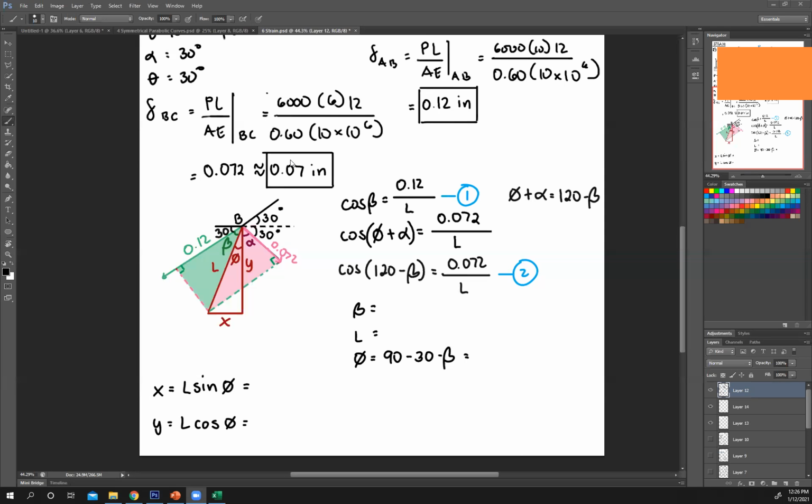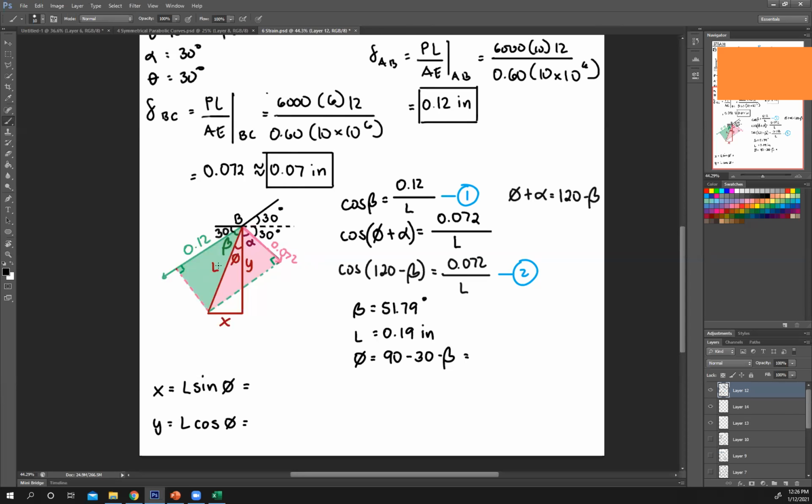Okay? So anyway, I'll give it to you. Just try to solve this at home if you get the same answer. So beta is 51.79 degrees. L is 0.19 inches. Okay. And now that I have beta, I can solve for phi.